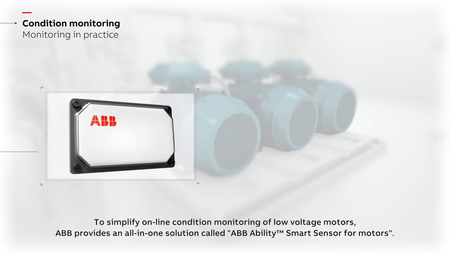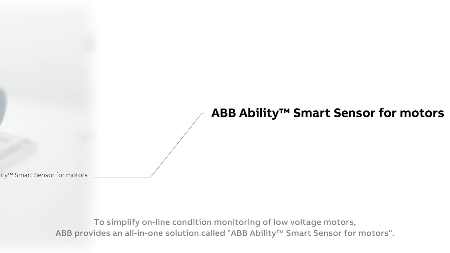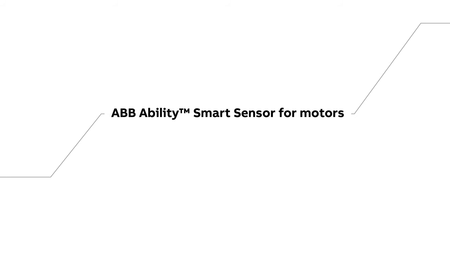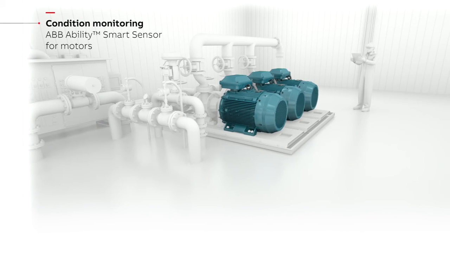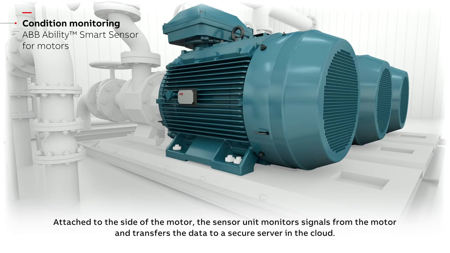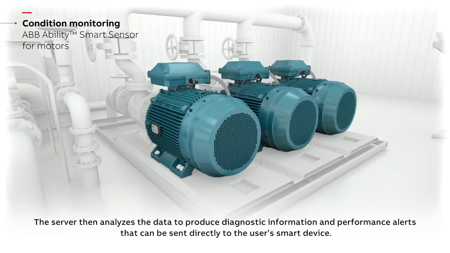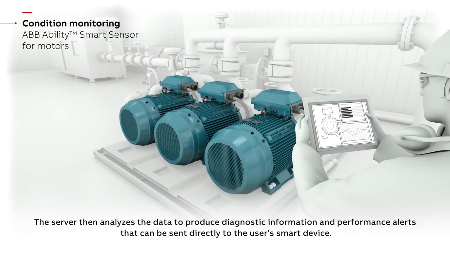To simplify online condition monitoring of low-voltage motors, ABB provides an all-in-one solution called ABB Ability Smart Sensor for motors. Attached to the side of the motor, the sensor unit monitors signals from the motor and transfers the data to a secure server in the cloud. The server then analyzes the data to produce diagnostic information and performance alerts that can be sent directly to the user's smart device.